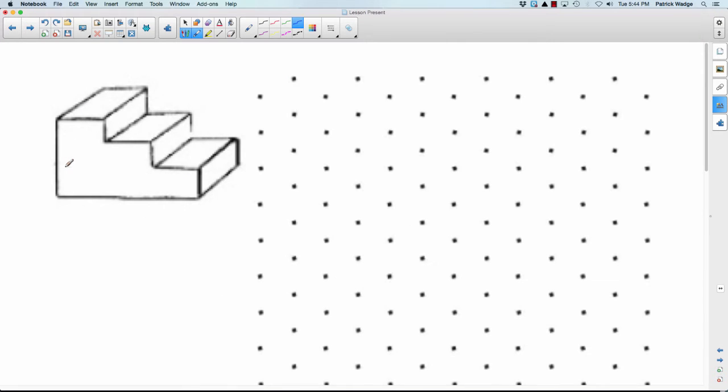Okay, let's try something a little bit harder. Let's try drawing the staircase here. We did this staircase last time when we did the orthographic. We drew our 4 or 6 views or however many we did for this one, probably 4. Now we're going to try it again. We're going to do it with isometric dot paper. I'm really worried this won't fit.